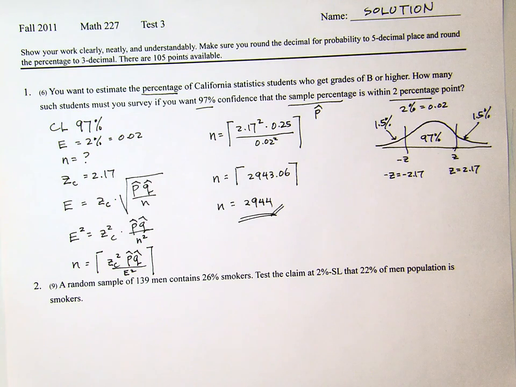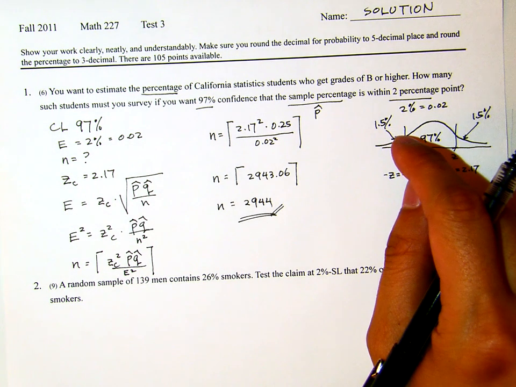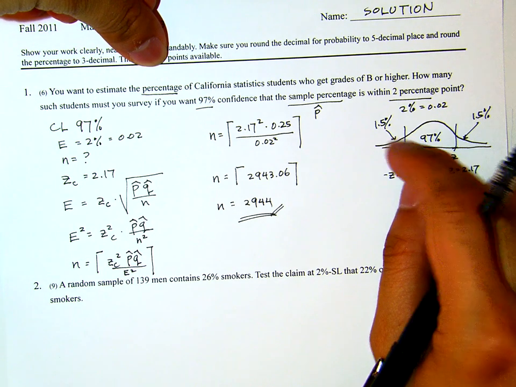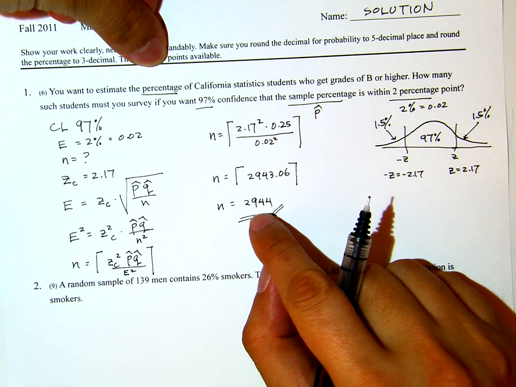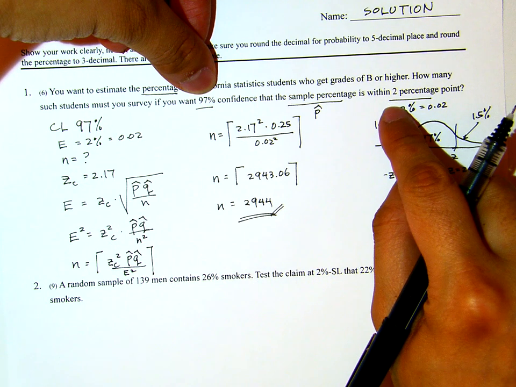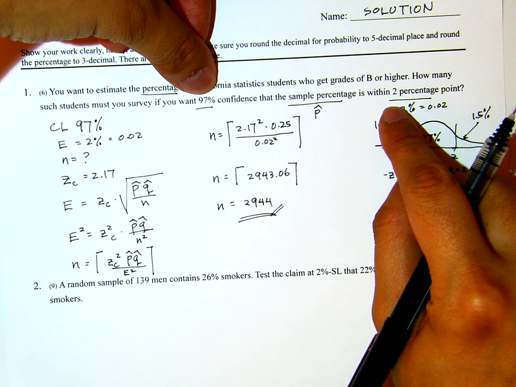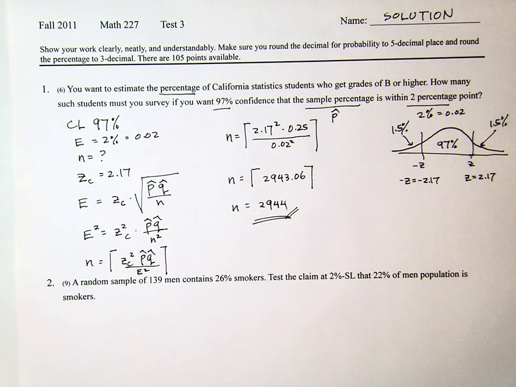That is the sample size that you need to estimate the proportion of California stat students who get grades B or higher. Now you need to survey 2,944 students such that you have 97% confidence level, and the error is within 2 percentage points. Okay, this is from fall 2011 Math 227 Test 3 number 1, which also appears in Melanie's fall 2011 Math 227 Test 3 number 3 in her test.